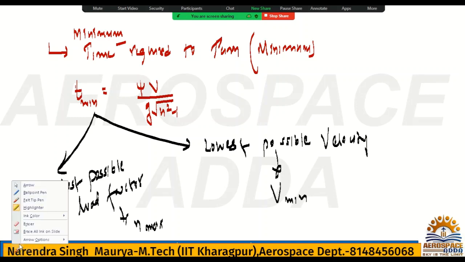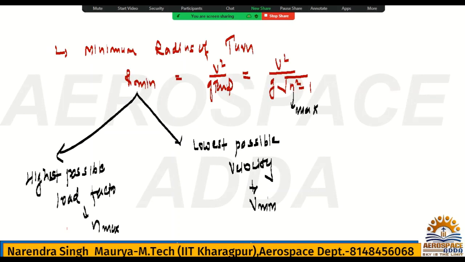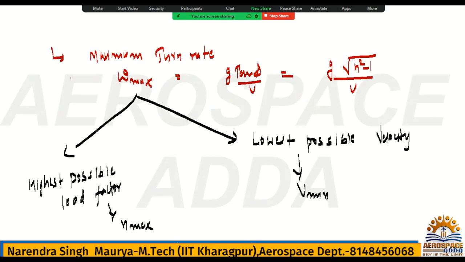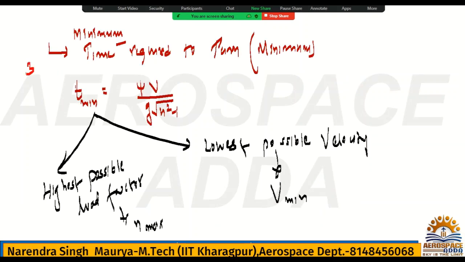So for all three cases, check. For all three cases, what is the common thing? For minimum radius of turn, this is number one, you have n max and V min. Second case, maximum turn rate, you also should have n max and V min. Third one, for minimum time required to turn, you also have n max and V min.